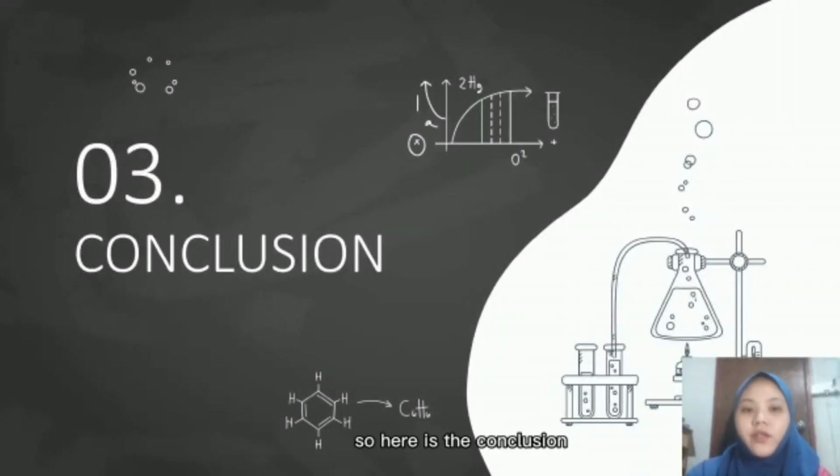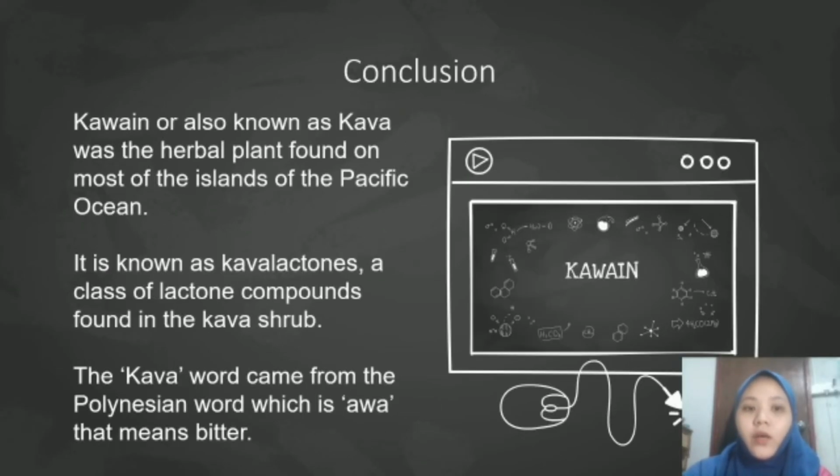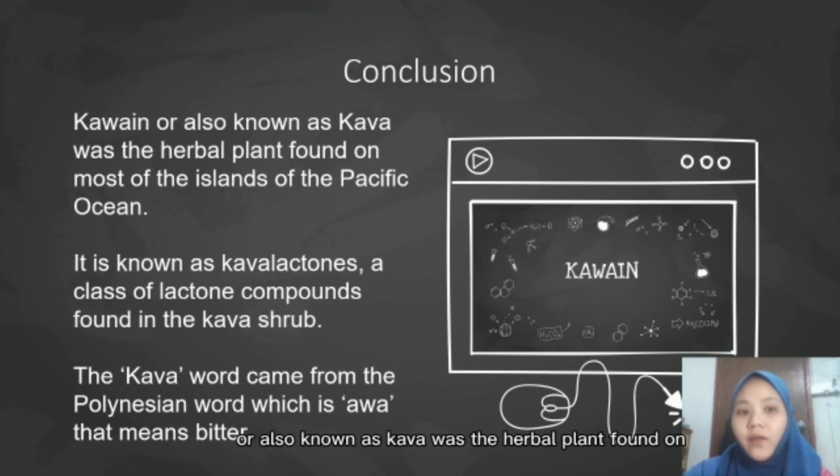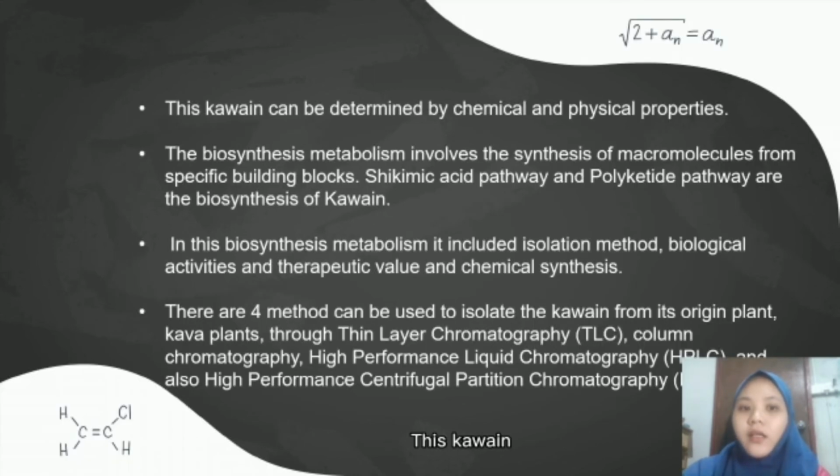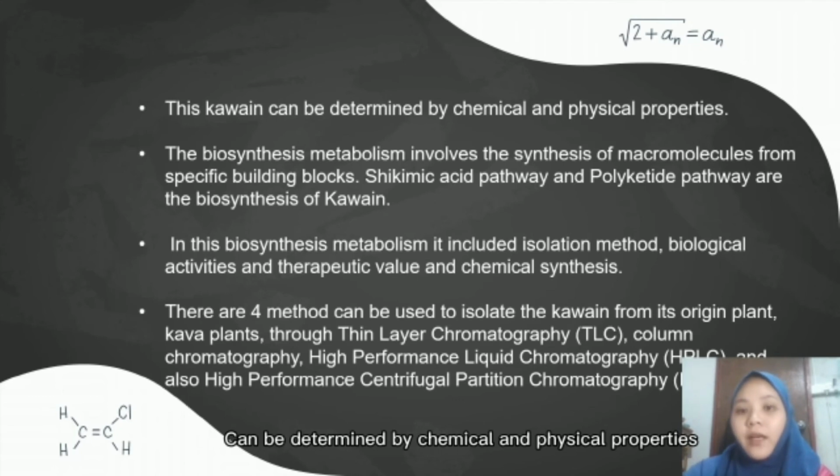So here is the conclusion. Kawain, or also known as Kava, was the herbal plant found almost on the island of the Pacific Ocean. It is known as kavalactone, a class of lactone compound found in the Kava syrup. The Kava word came from the Polynesian word which is awa that means bitter. This kawain can be determined by chemical and physical properties.